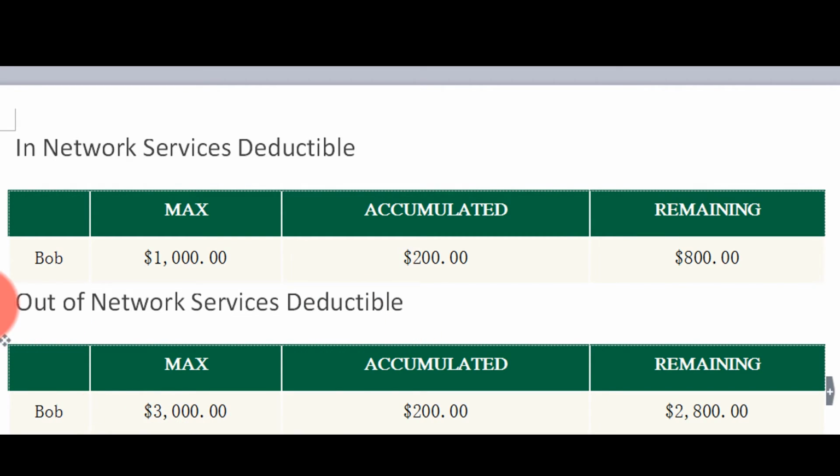Bob has been to the doctor, and he had some procedures done, and he had to pay $200. For his in-network services, he's paid $200, so subtract $200 from $1,000, so he still has to pay $800 within the calendar year before the insurance will pay anything. This is also applied to his out-of-network services. But since it's $3,000 minus $200, he still has to pay $2,800 before insurance will kick in. Once this is covered, then we're going to move over to coinsurance.